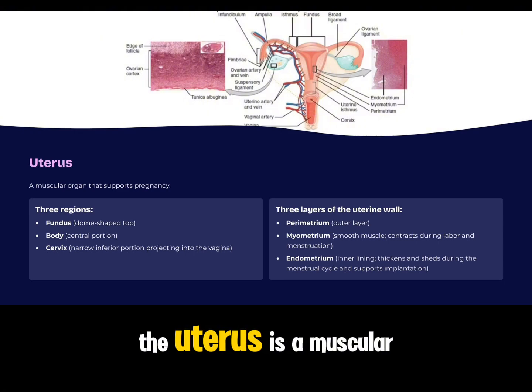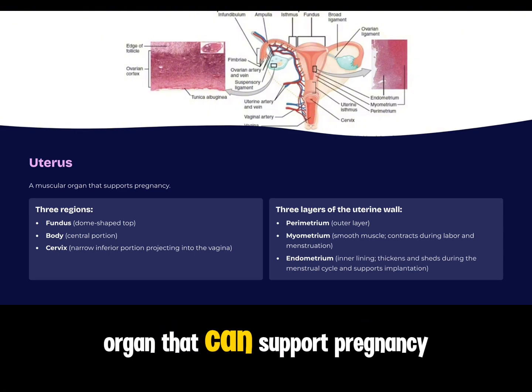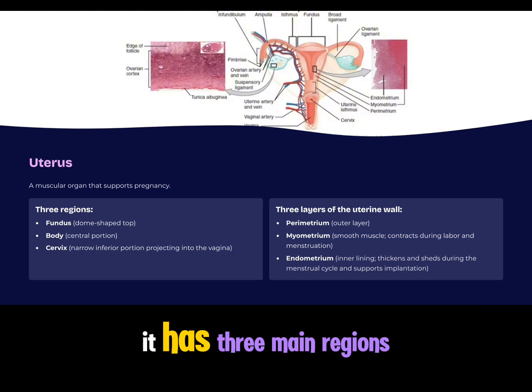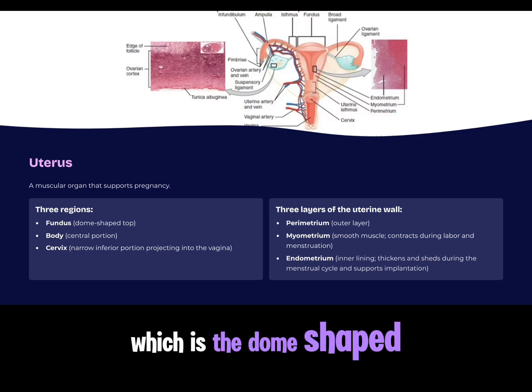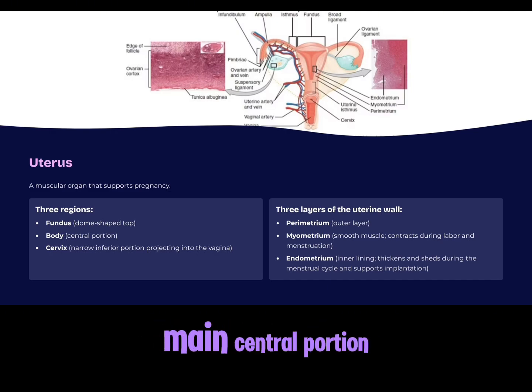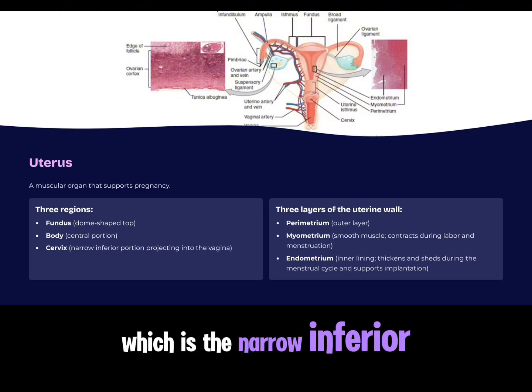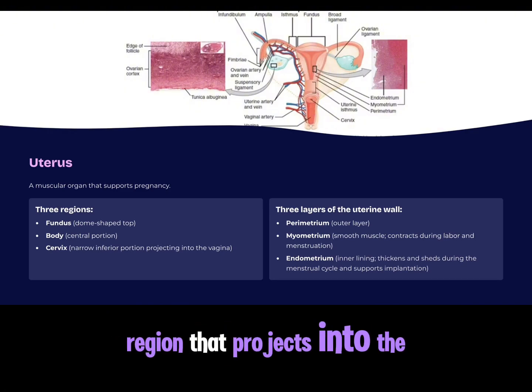The uterus is a muscular organ that can support pregnancy. It has three main regions: the fundus, which is the dome-shaped top, the body, which is the main central portion, and the cervix, which is the narrow inferior region that projects into the vagina.